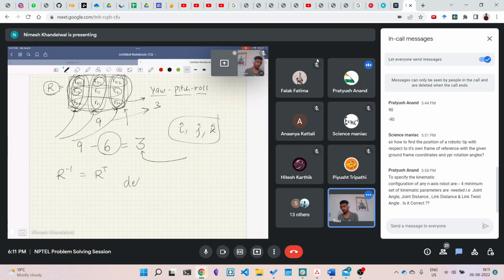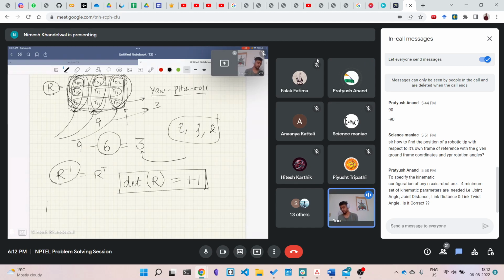and the determinant of R, what should be the determinant of R? One. Exactly, plus one. It should not be minus 1. Because R is not just an orthonormal matrix, R is a special orthonormal matrix.